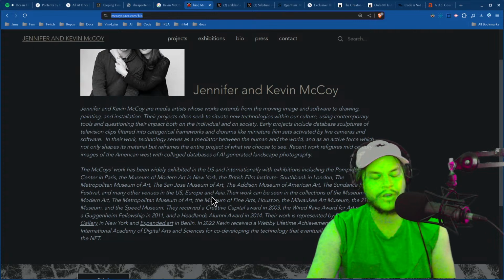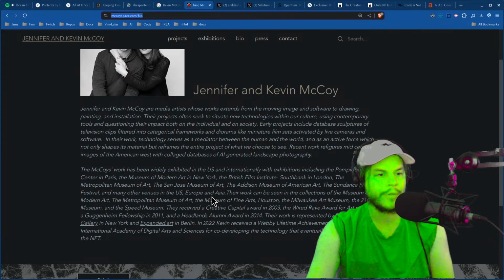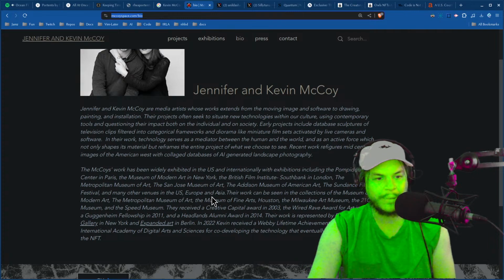In their work, technology serves as a mediator between the human and the world, and as an active force which not only shapes its material, but reframes the entire project of what they choose. Recent work reconfigures mid-century images of the American West into databases of AI-generated landscape photography. They've been displayed everywhere.